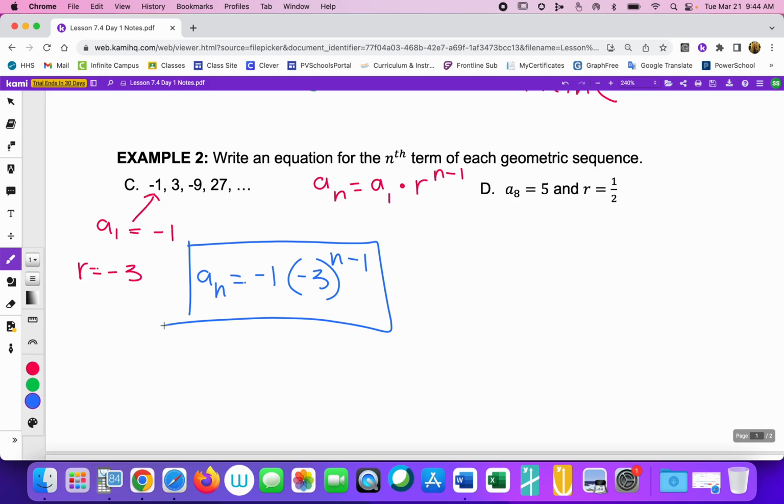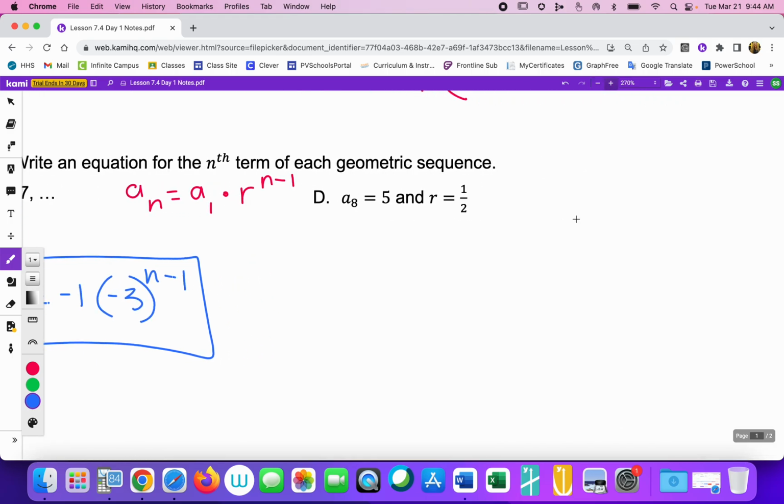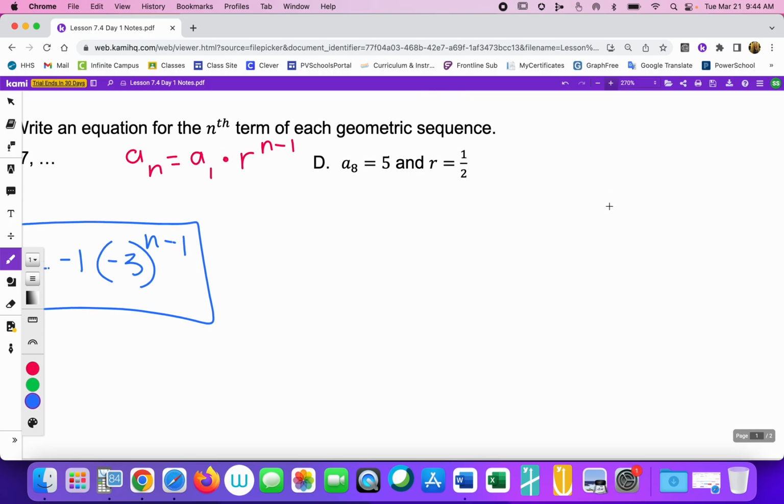Now on problem D, we're obviously not given the first term, but you are given R. So this one, we're going to have to do some manipulation of this explicit formula. We're going to use this term to figure out what A1 is. So we don't know that value, but you need it to write that function. So we're going to have to use our algebra skills to do that. We do have R.